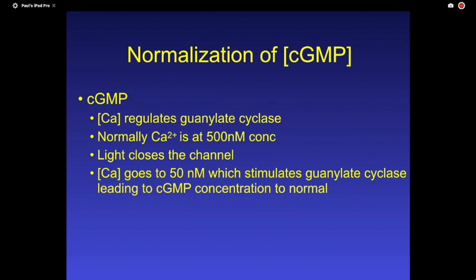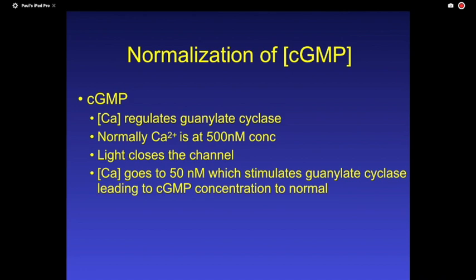Cyclic GMP concentrations are regulated by calcium. Normally, calcium is at about 500 nanomolar inside the eye, which is much higher than normal other cells. When the light closes, calcium also stops coming into the cell, and it reduces to about 50 nanomolar.